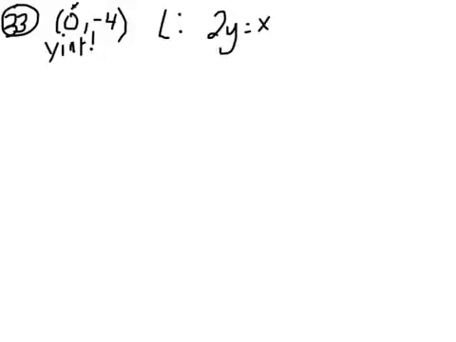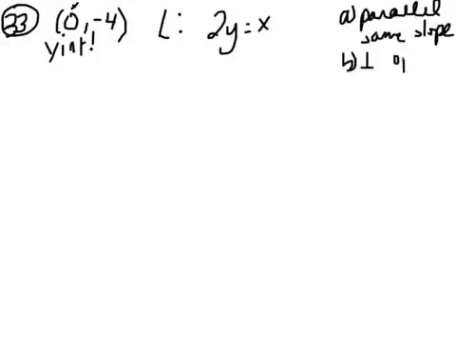Now, remember, they want the parallel line, which we know will have the same slope. And then for part B, we want the perpendicular line, which will have an opposite reciprocal slope. But again, they want it in standard form. So these are the conditions that we've got on us here.